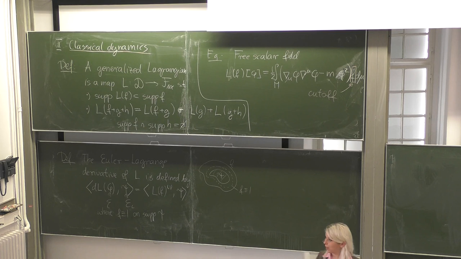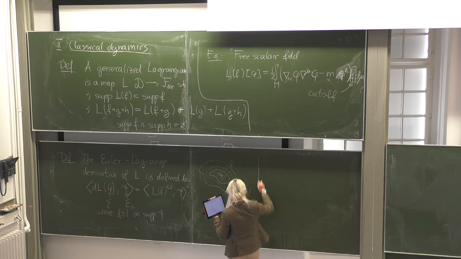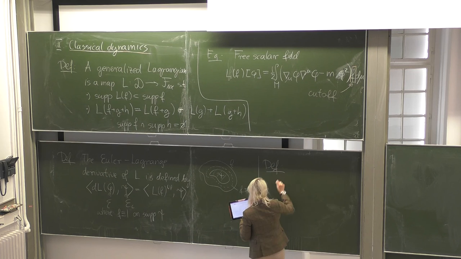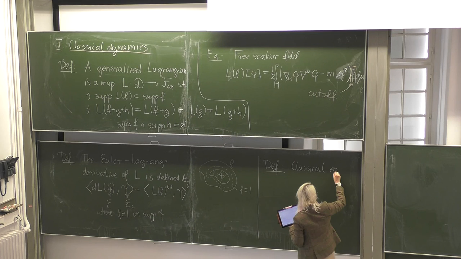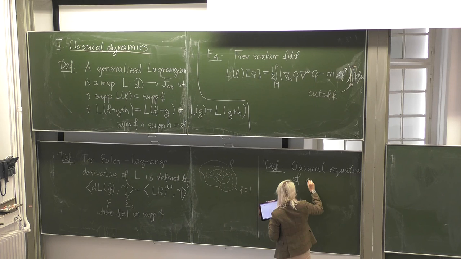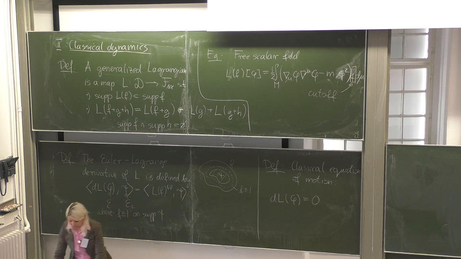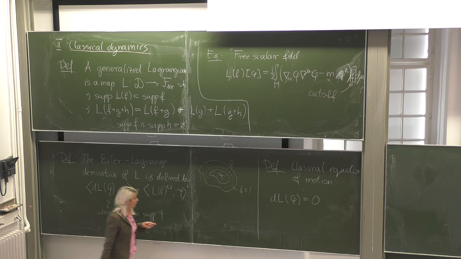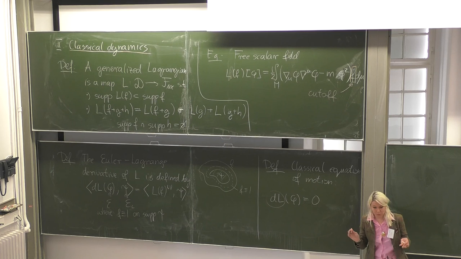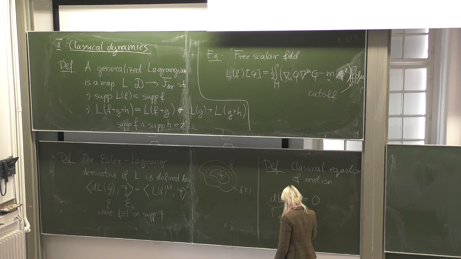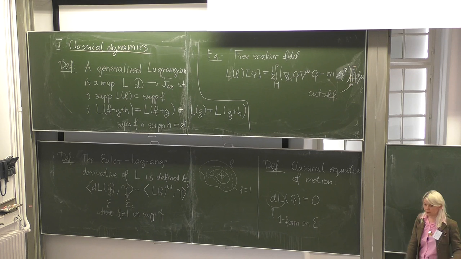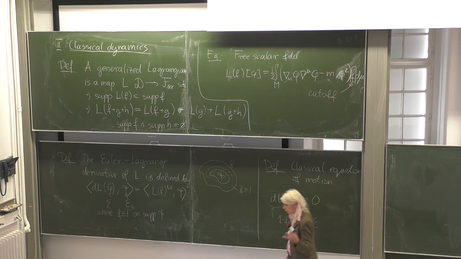Let me just say one thing and then I finish. Now we can define the classical equation of motion. The equation of motion is defined as the condition dL of phi equals 0. Just a couple of comments about this. dL, I use that notation for a reason. This is actually a one form on the configuration space. So this equation of motion is saying that the space of solutions is a zero locus of that form.